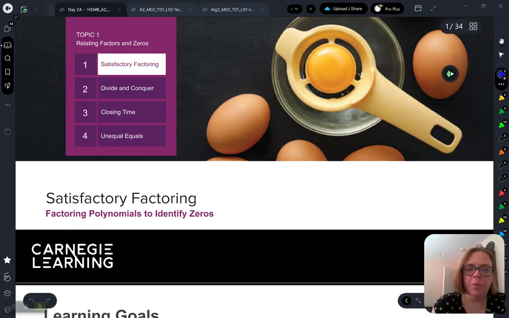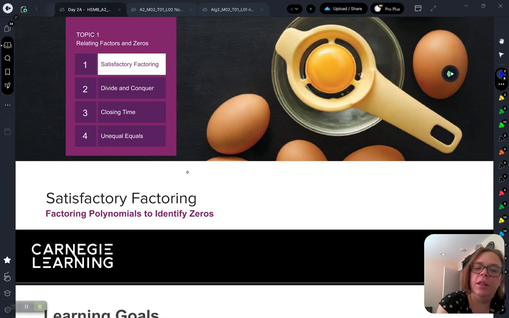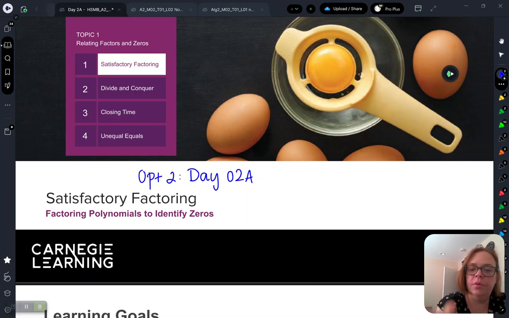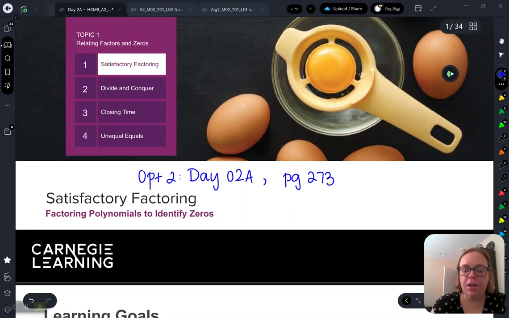So we're going to be going over the assignment that is day 2A for Opt 2. And this is, I believe, page 273 in your book. So, topic of this lesson is factoring polynomials to identify some zeros.